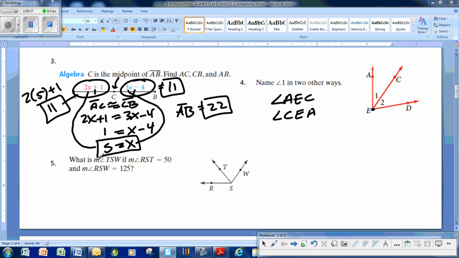And the last example, what is the measure of angle TSW? That's this angle. If the measure of angle RST is 50, and the measure of angle RSW, which is this whole angle, is 125, then basically all I have to do is subtract these, and I can get this angle. Angle TSW is 75 degrees.